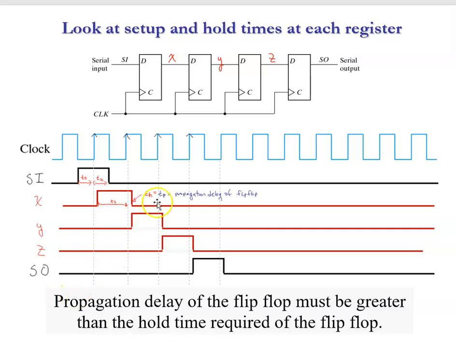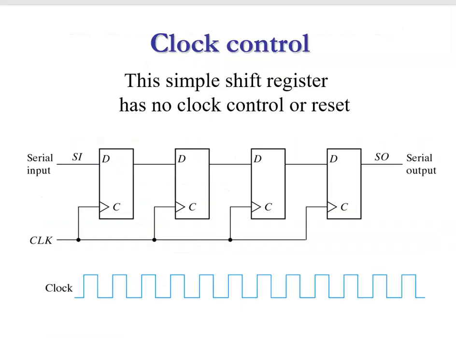What's clear here, from a timing perspective, is that the propagation delay of the flip-flop itself must be greater than the hold time of the flip-flop. If we look at this second flip-flop, we have plenty of setup time, and we have that little bit of hold time. That hold time is the propagation delay through this flip-flop, holding X at 1 for enough time to satisfy the hold time of the second flip-flop. So that's a key thing in our timing diagram.